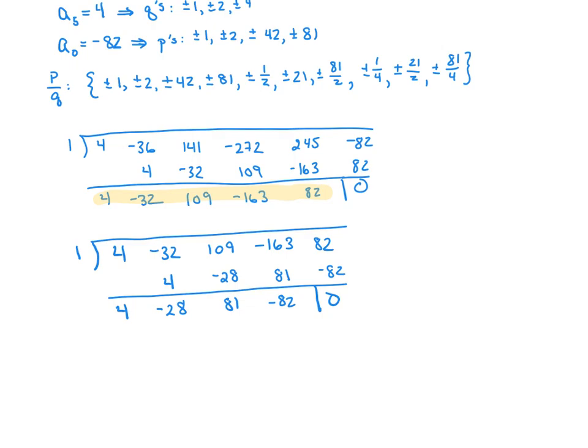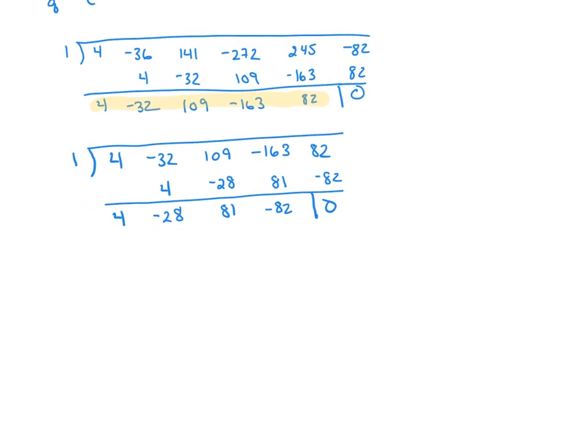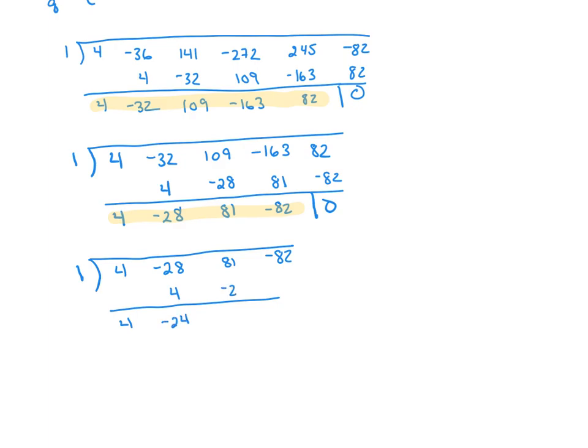Now, if it's a 0 twice, it might be a 0 a third time. So let's try this. And again, we're going to focus on the depressed polynomial. So we have 4, negative 28, 81, negative 82. So we have 4. 1 times 4 is 4, negative 24 when we add. This will give us 57, and it won't work, because 57 minus 82 is negative 25, which is not 0.